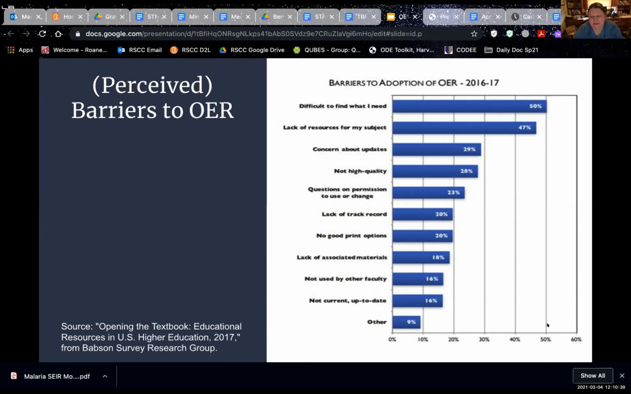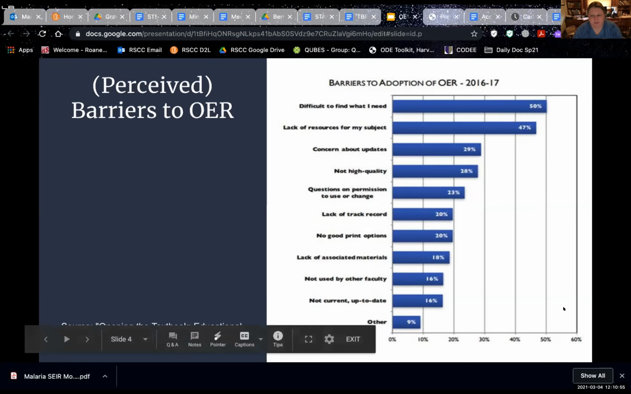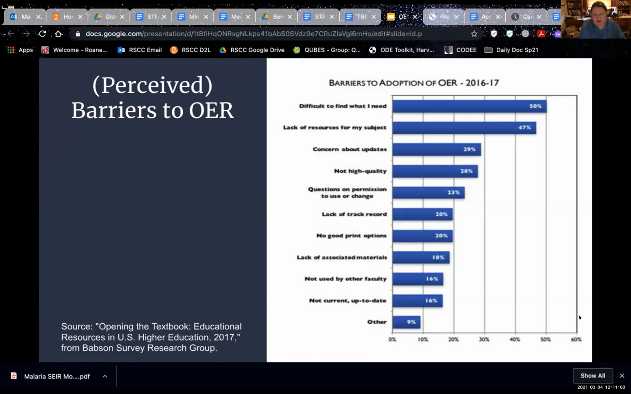And yes, that is the biggest one. But here's how you address that issue. You don't have to go whole hog and change your course all at once. You don't have to switch everything to OER. Incorporate one activity every semester. Switch one thing up every semester. You don't have to do it all at once. It can be a gradual switch over.